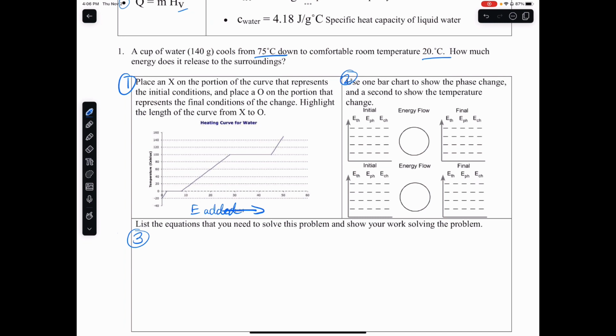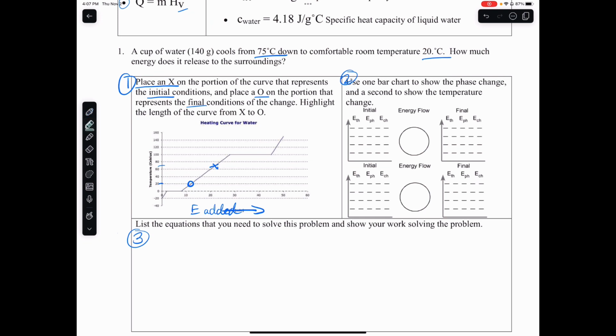So let's look at this one. A cup of water cools from 75 degrees Celsius. So I said place an X on the portion of the curve that represents the initial conditions. So 75 degrees Celsius, where is that on this graph? Somewhere around here, right? 75. That's the initial conditions. And then I said place an O where the final conditions are. So the final conditions are 20 degrees Celsius. So I'll put an O right here around 20 degrees Celsius.